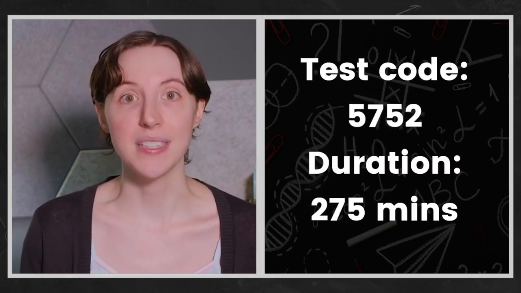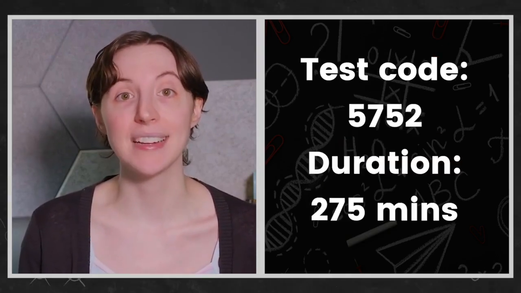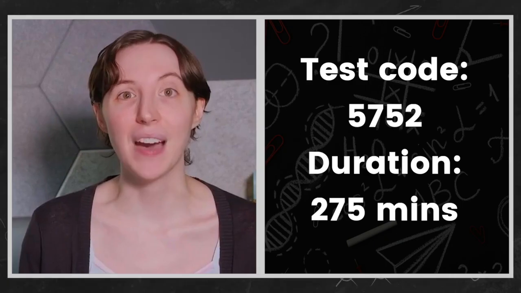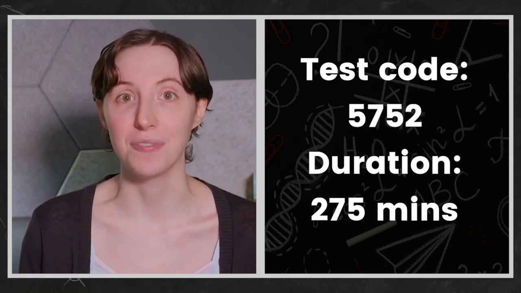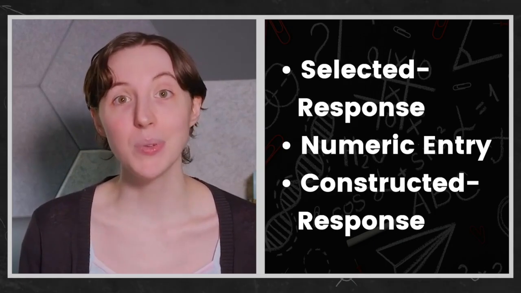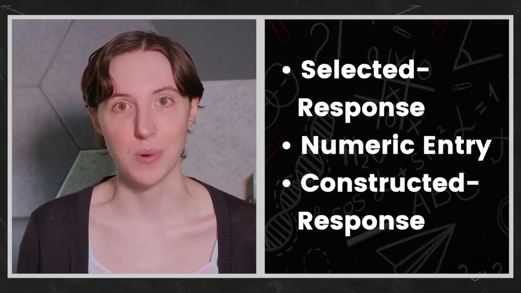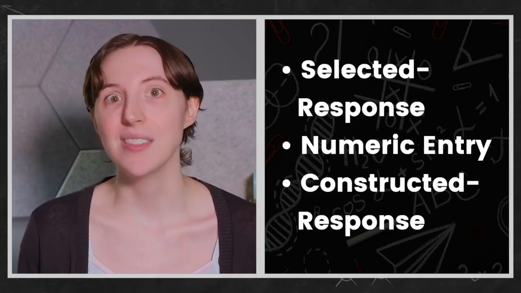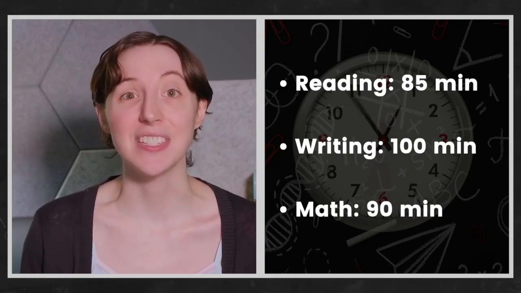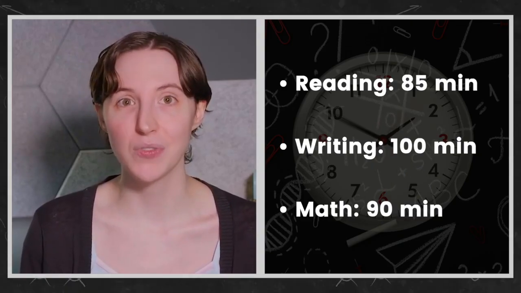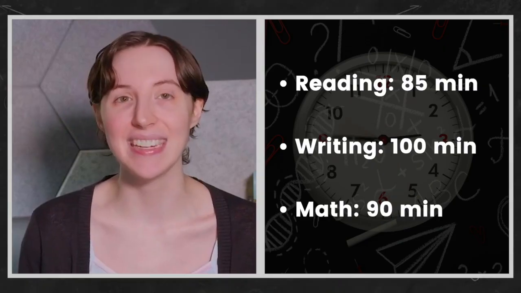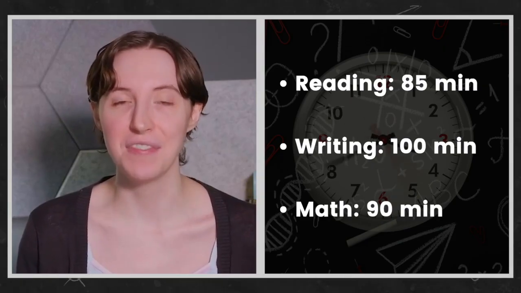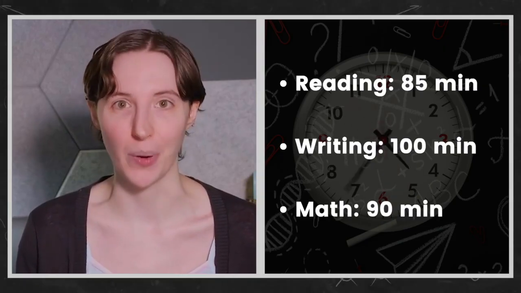You can take all 3 subtests at once by registering for the Praxis Core Combined Exam. This is code 5752, with a total duration of 4 hours and 35 minutes. Most of the test consists of selected response questions, though the math and writing sections can have numeric entry and constructed response. Though it's one long session, you'll tackle these as 3 distinct sections with 85 minutes for reading, 100 minutes for writing, and 90 minutes for math. You do get a quick 15-minute break to catch your breath and reset your brain between subjects.